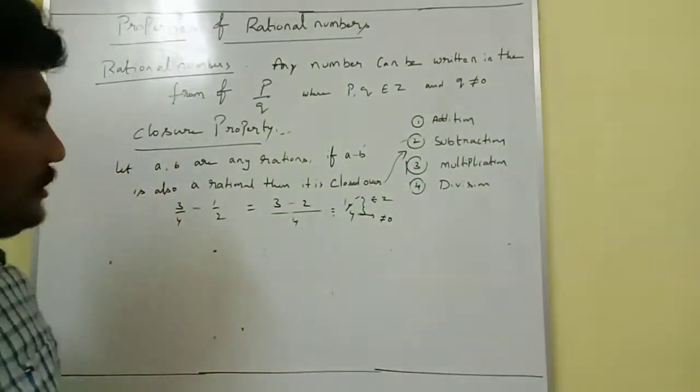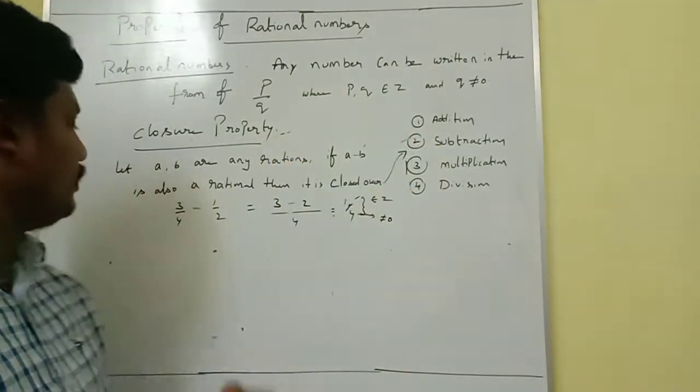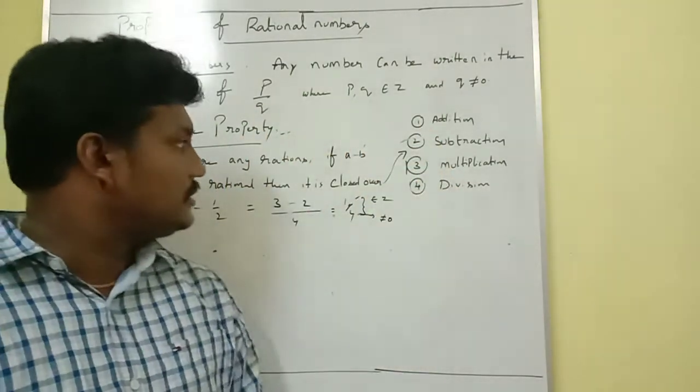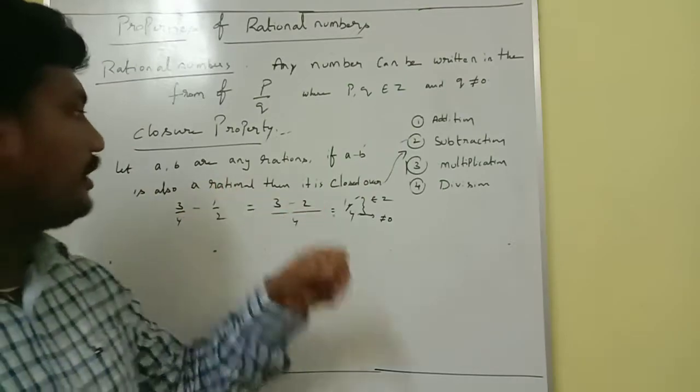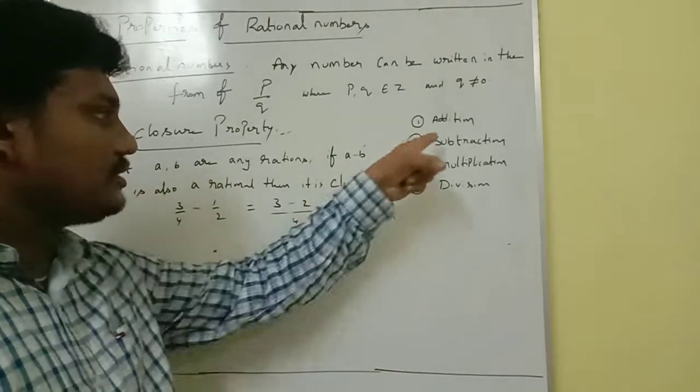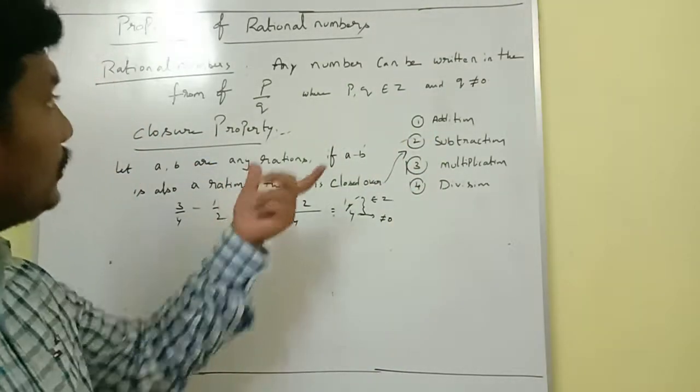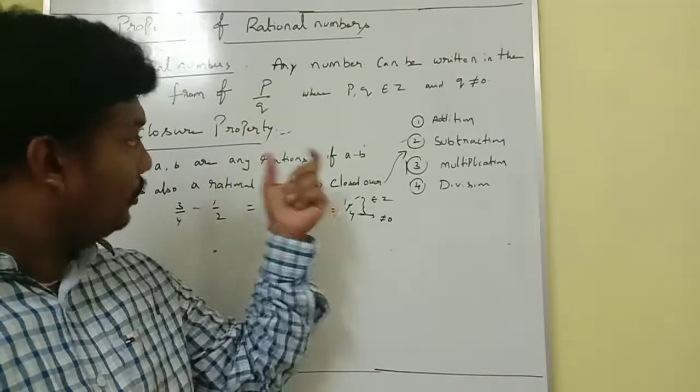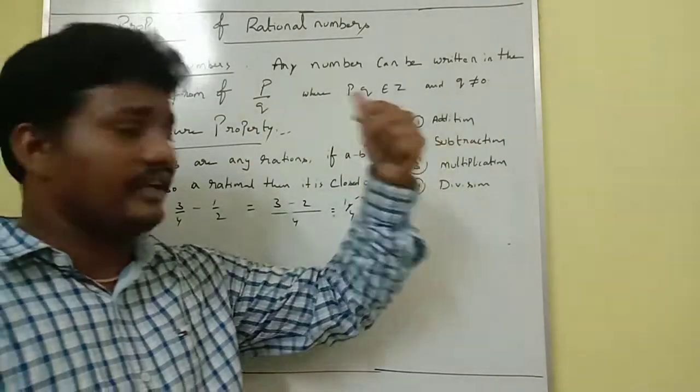So the closure property over subtraction is: a, b are any two rationals. If a minus b is also a rational, then it is closed over subtraction. Then under rational numbers, the closure property is satisfied for subtraction also.